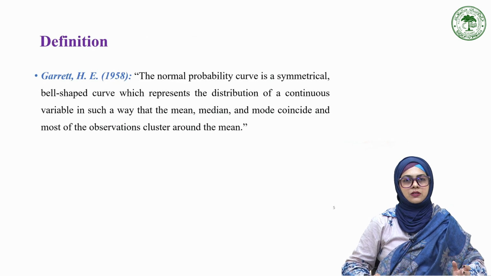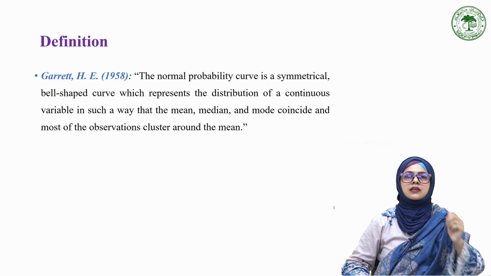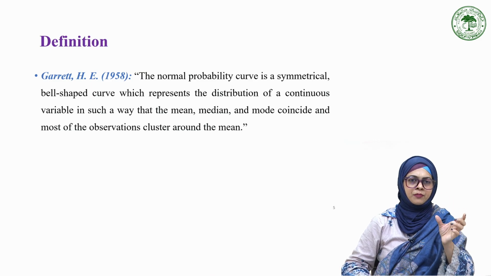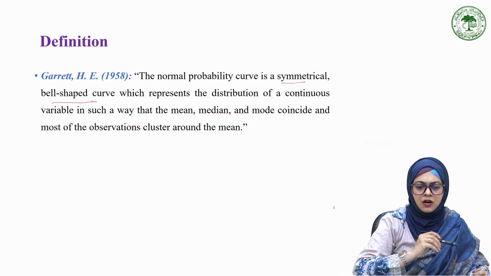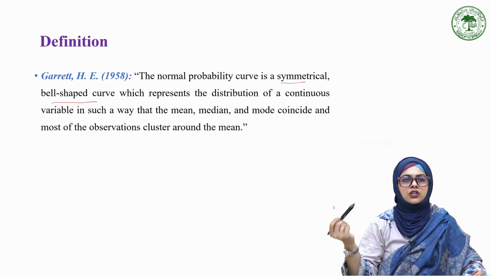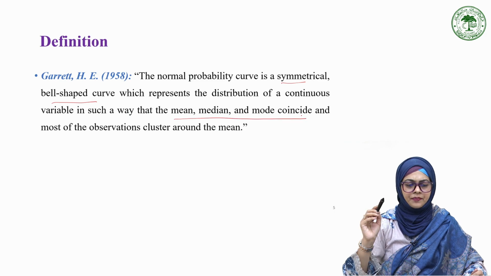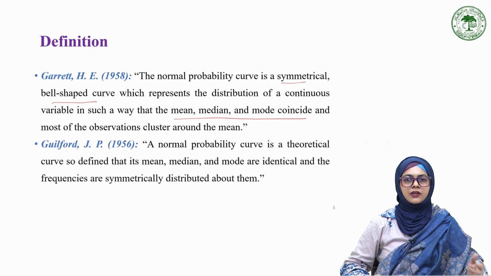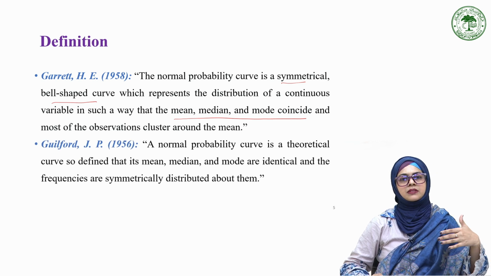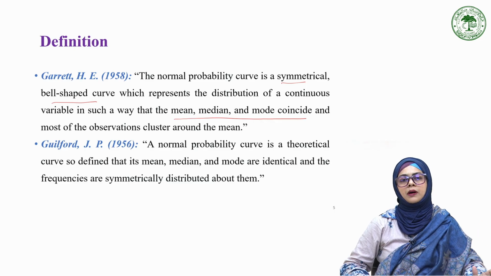Now coming to the definitions, there are different definitions given by famous statisticians. The first definition is given by Garrett. He says that NPC, the short form of normal probability curve, is a symmetrical, bell-shaped curve which represents the distribution of a continuous variable in such a way that mean, median and mode all coincide, and most of the observations cluster around the mean. Another definition, given by Guilford, says that NPC is a theoretical curve so defined that its mean, median and mode are identical and the frequencies are symmetrically distributed about them.